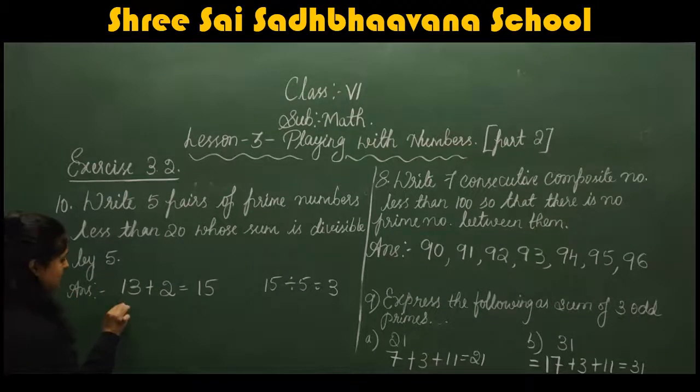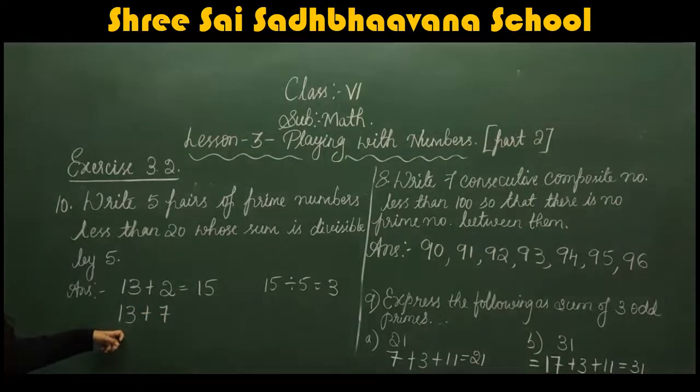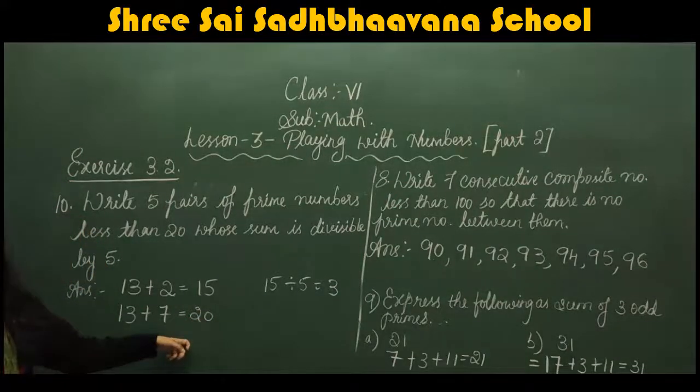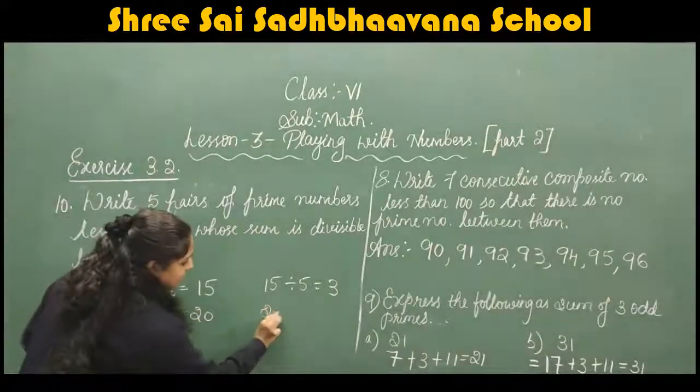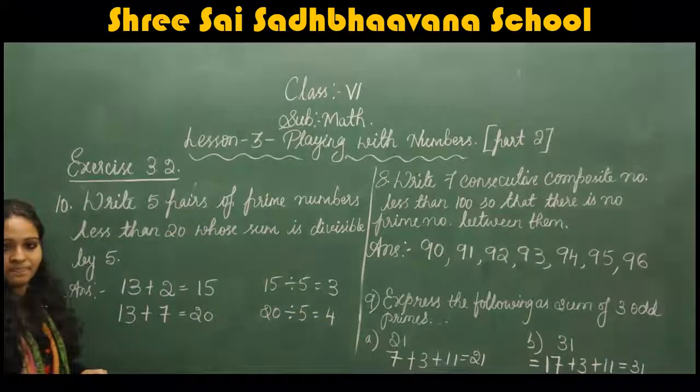Let me select one more pair. It should be less than 20, they told. 13 plus 7. Here you can see 13 is a prime number, 7 is also a prime number. So 13 plus 7 is equal to 20. Can I divide this by 5? Yes, I can. 20 divided by 5 is equal to 4.